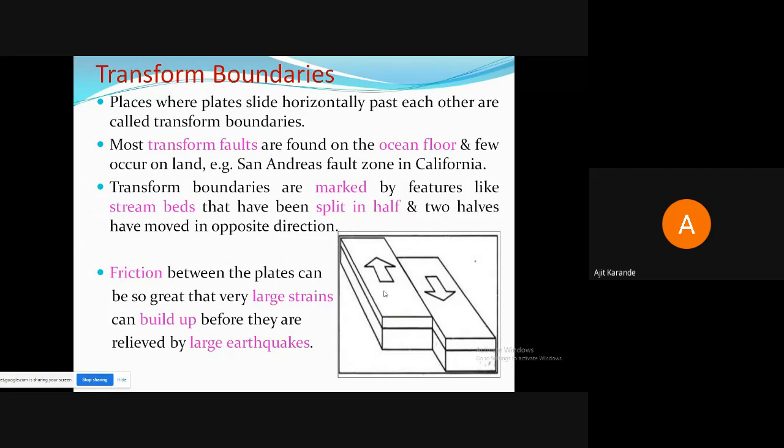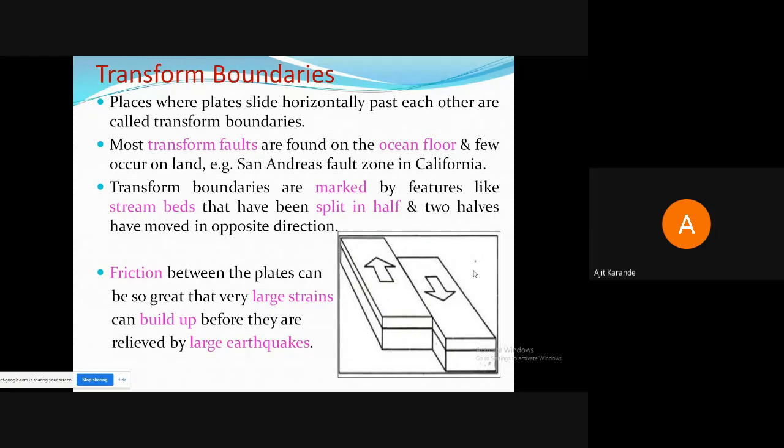So friction between these plates can be so great that very large strains can build up before they are relieved by large earthquakes. So generally, whenever such conditions happen, large strain energy can be built up between two plates, and due to this building of large strain energy at one point, these two plates may split up, and due to splitting of these plates, ultimately what happens?